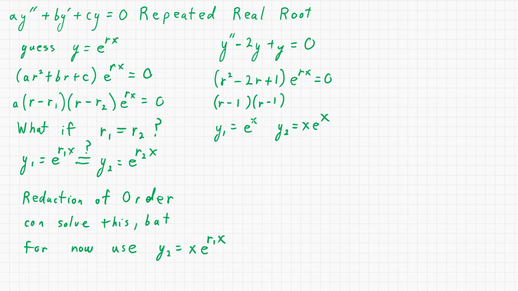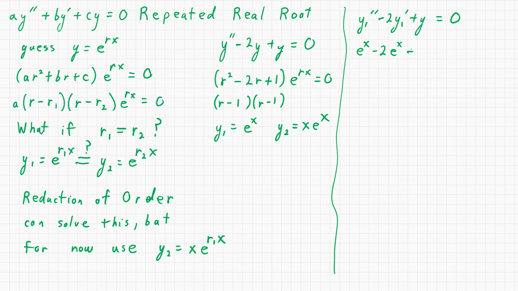So this one, you probably believe me that if you plug it into the differential equation, it'll work. Why will this one work? Let's go ahead and do that. So let's try it out. We've got y1 double prime minus 2y1 prime plus y1 equals 0. If we plug that in, we take two derivatives of e to the x, it's still e to the x. So we get e to the x minus 2 e to the x plus e to the x. And yeah, that does equal 0. If we factor out the e to the x, we end up with (1 minus 2 plus 1) e to the x equals 0.